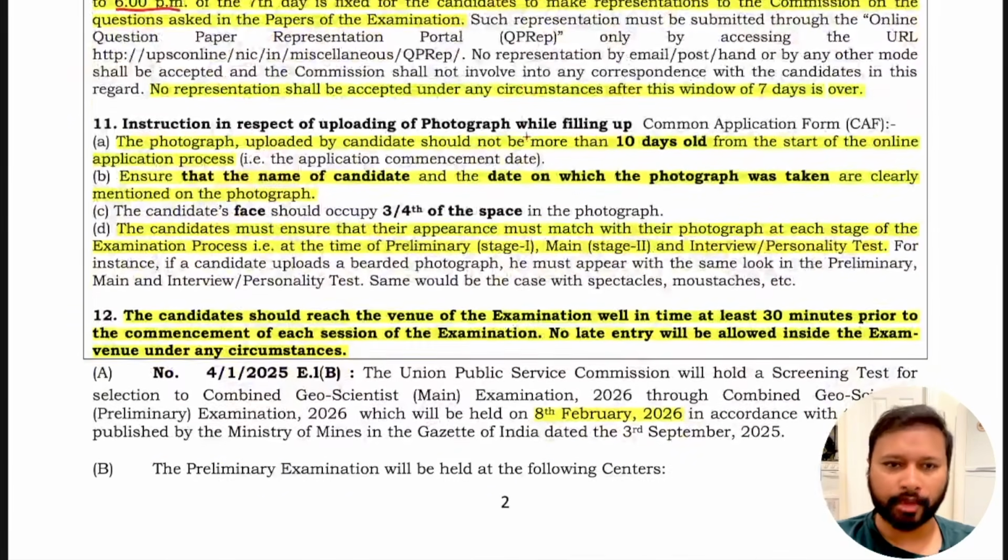One more thing which they have changed this time is the instruction for the photograph. While filling up the form, the photograph uploaded by the candidate should not be more than 10 days old. So you have to upload a very recent photo of you.